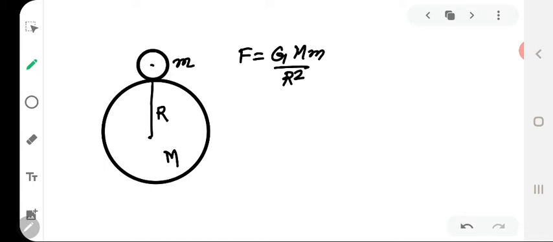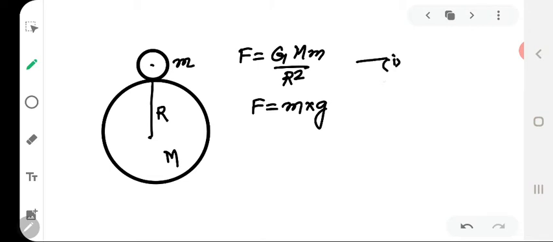Now, the force F on the body of mass m due to the Earth produces acceleration due to gravity in the motion of the body. Therefore, force on the body due to Earth is also given by F equal to m into a. Now, in this case, acceleration is acceleration due to gravity. So, F is equal to mg.